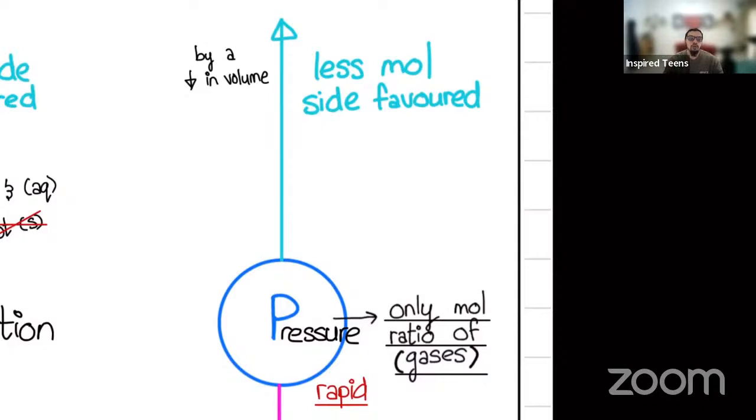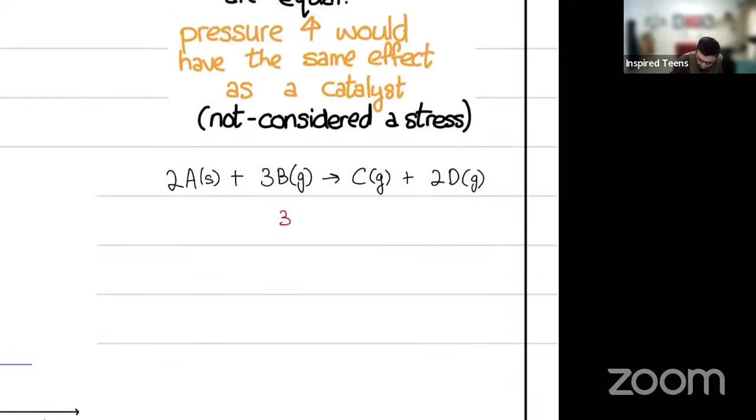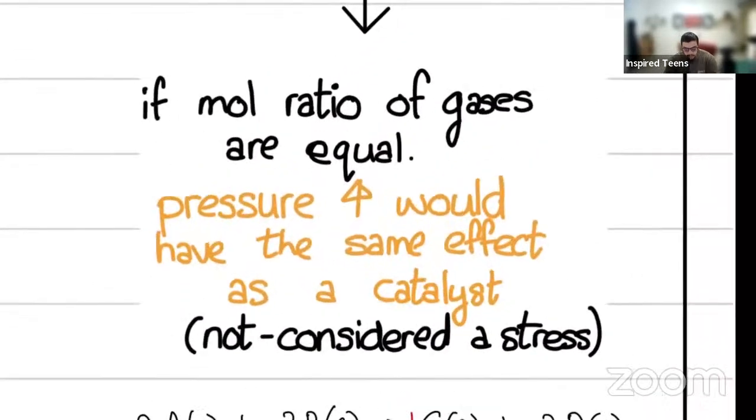What happens if there's no side with less or more? What happens if there's an equal amount? Let's just say we have 2A solid plus 3B gas gives us C gas plus 2D gas. Now if you consider the gas molar ratio, you can see this is 3 and this is 1 plus 2, which is 3. So here it's equal. So what happens when we have the molar ratio of the gases on either side of the chemical reaction equal? This is what happens.